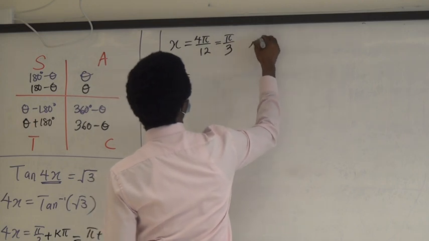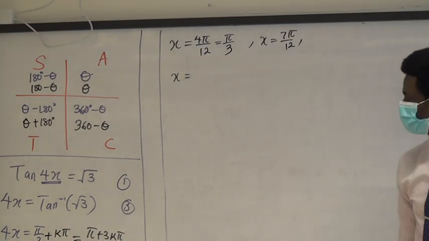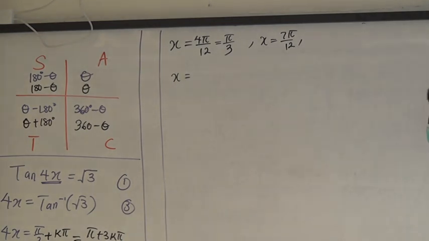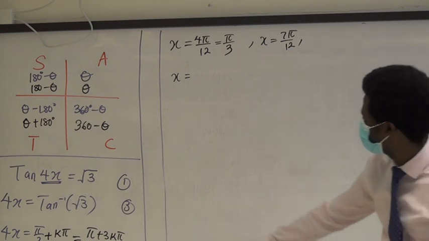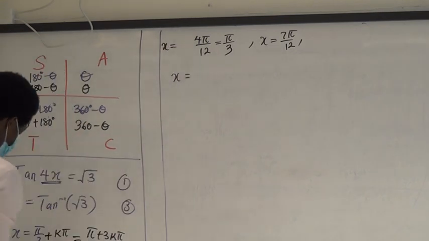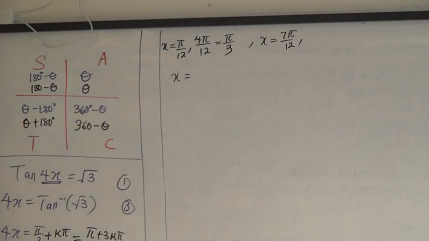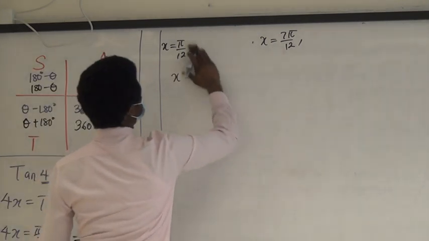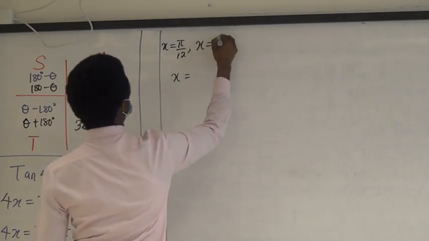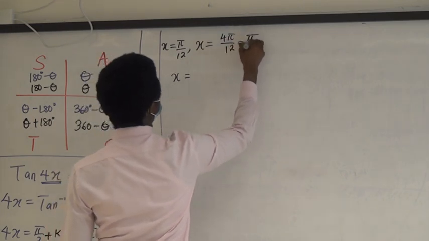Okay, so the second one now, 7 pi over 12, you can simplify. When k is equal to 3, what do you have? Wait, did you put k is equal to 0? No, that's the first one. So k is equal to 0 should be there also. When k is equal to 0, what do we have? Pi over 12. That's also a solution. Okay, so this is solution number 2. So x is equal to 4 pi over 12, which is equal to pi over 3.